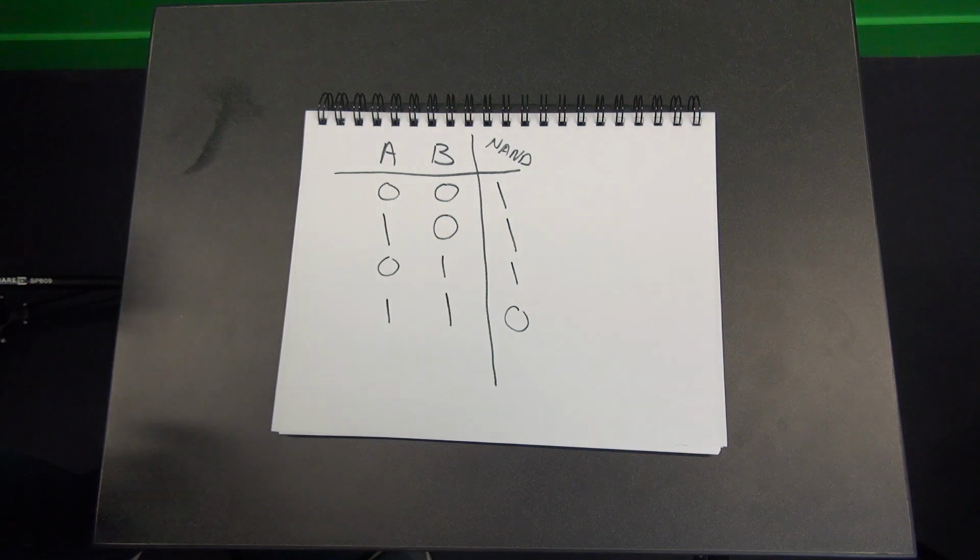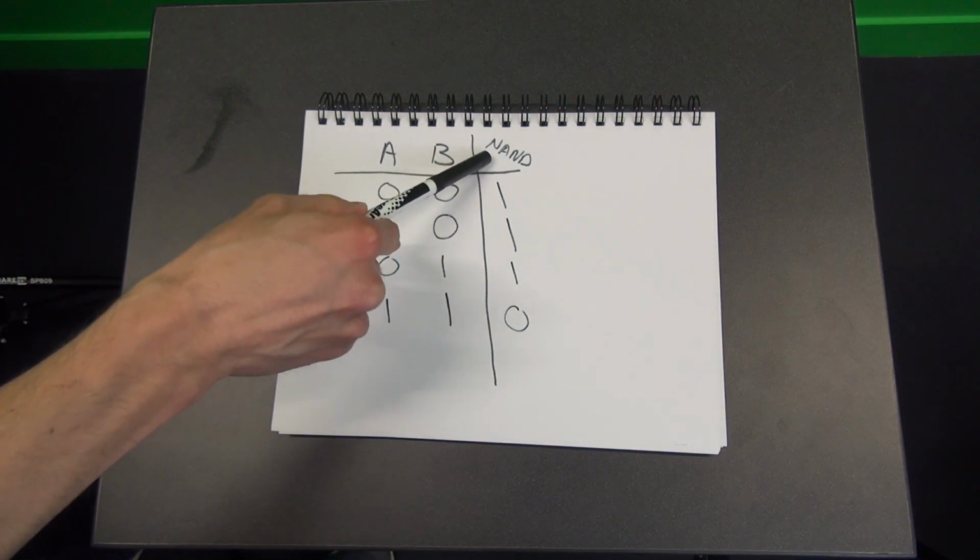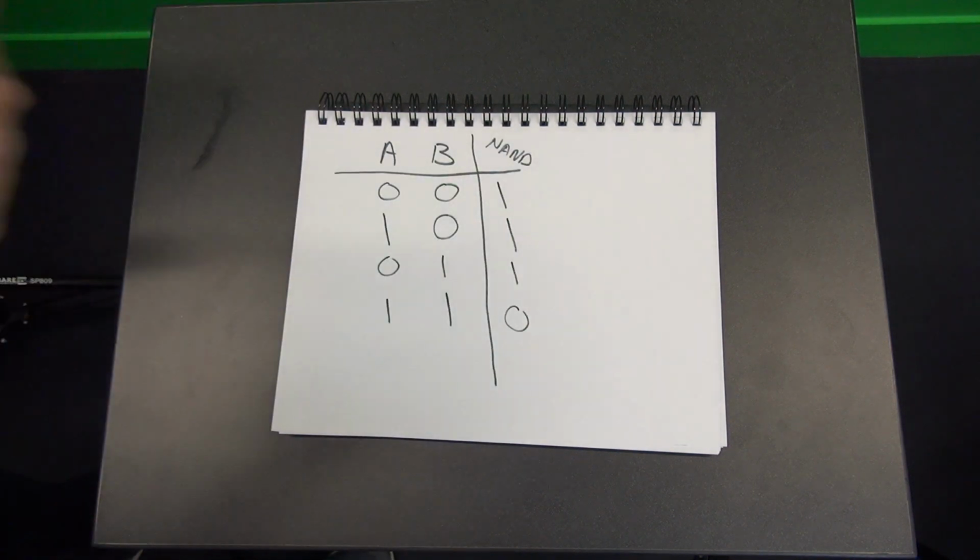NAND, that's kind of a weird name. The N stands for not. So this is actually short for not AND.